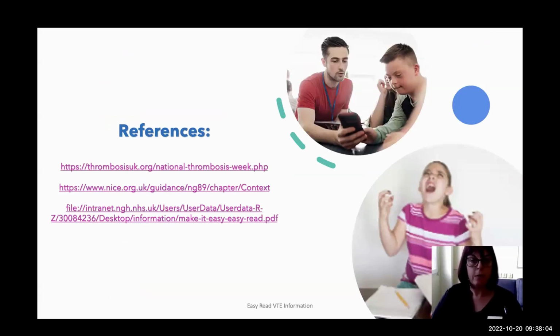These are the references where we got the information. I would highly recommend that if you are going to develop this in your area, that you use the resources in your hospital and that you use your learning disabilities team if you have one, or perhaps a dementia nurse, and they can guide you on this. This information is also available online, and there is a user guide on how to develop this information. Good luck.